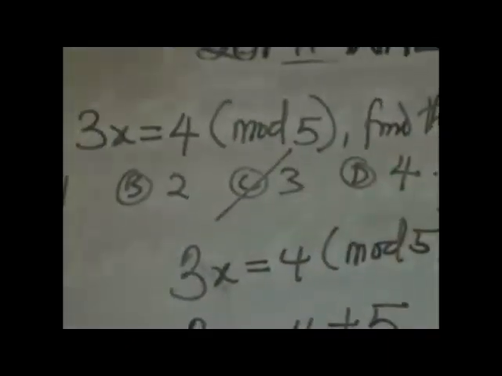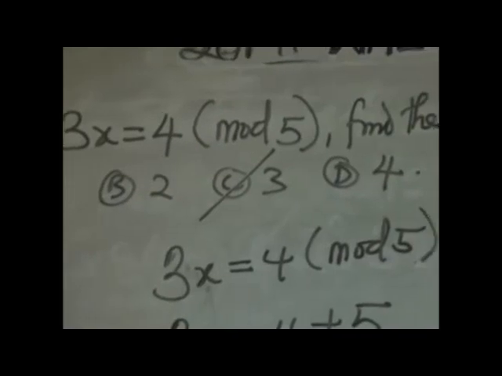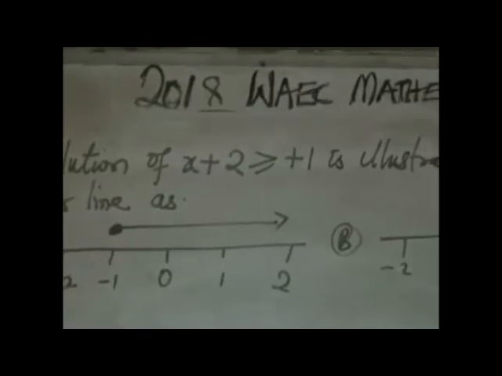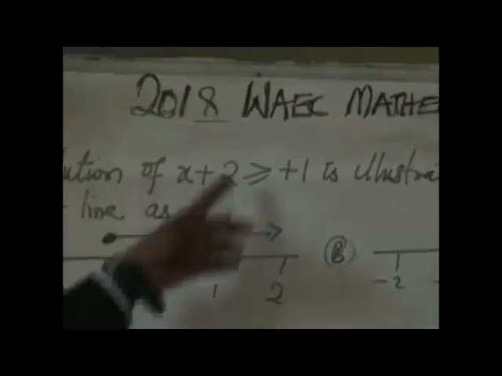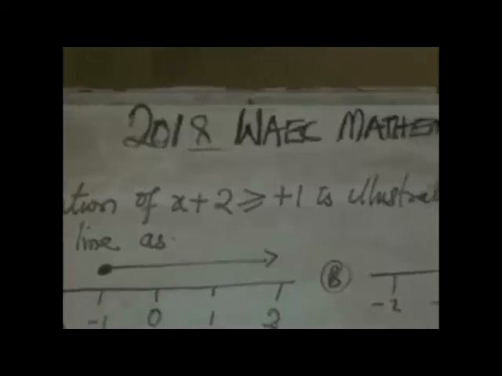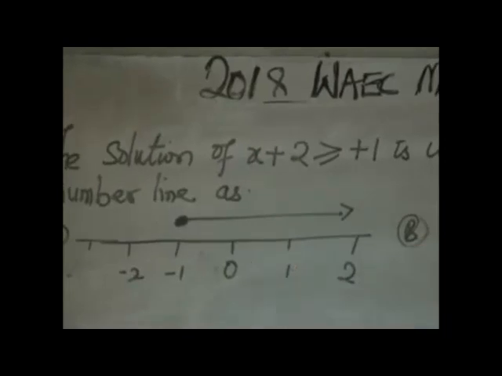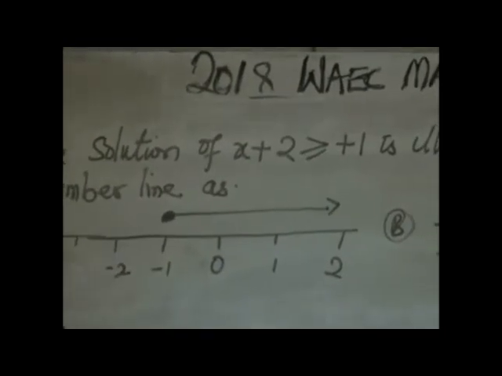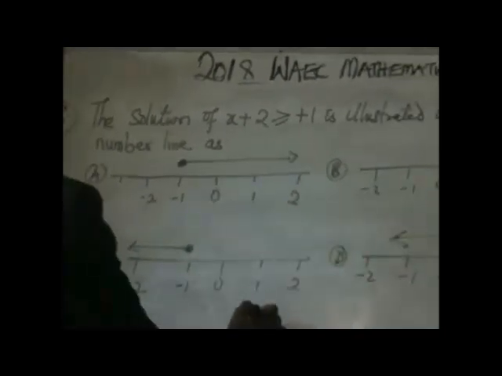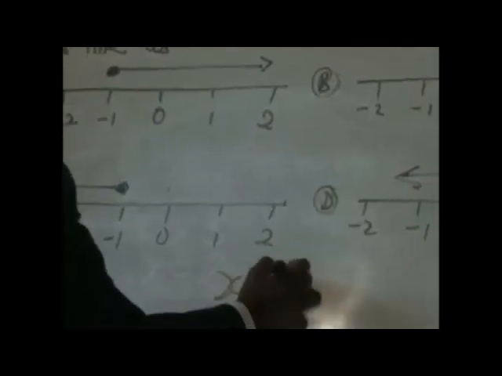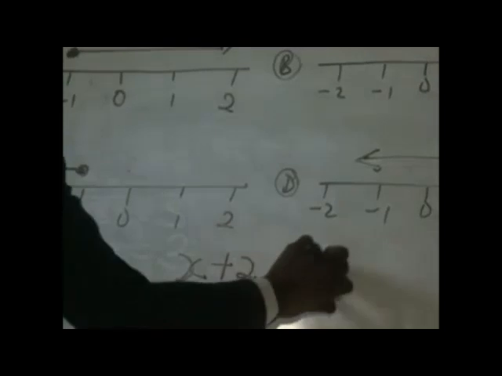Okay? Alright, now let's move on to the next question. Alright, here is question 38 of 2018 WAEC mathematics past question. Now the solution of x plus 2 greater than or equal to 1 is illustrated on the number line. That means we are going to solve this problem. After solving it, we'll represent it on a number line. It's very simple. What you just have to do is inequalities. You can check your textbooks and study inequalities. x plus 2 is greater than or equal to 1.